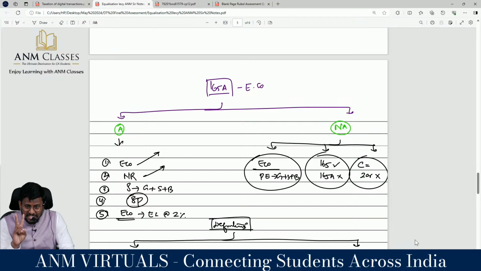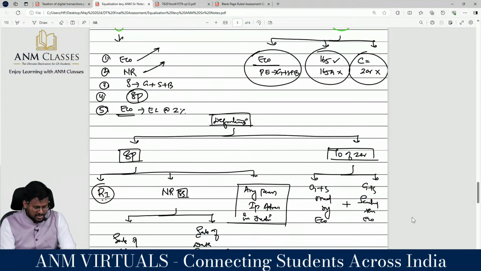Equalization levy is a concessional rate of tax, either at the rate of 6% or 2% as the case may be. That means those guys should not have a permanent establishment in India. Those guys should earn the income only from India, right? Once the provision of section 165 is applicable, provisions of 165A are not applicable. And if the turnover has not exceeded 2 crore, then this is not applicable.